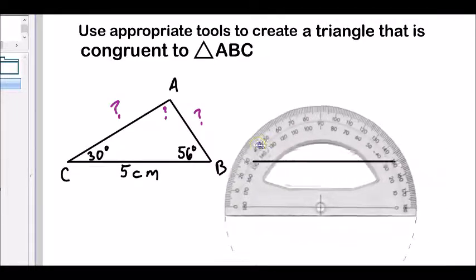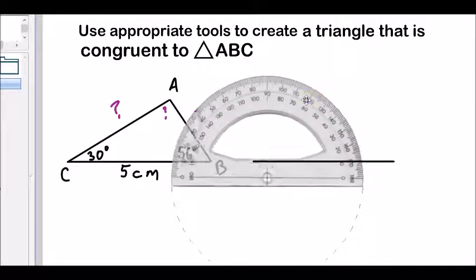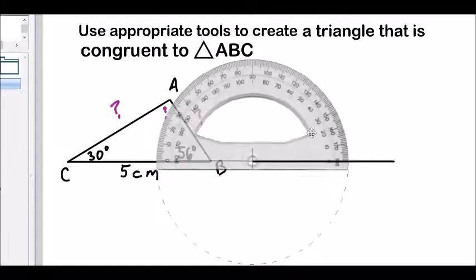All right, let's get the protractor out here. I need to create a 30-degree angle. All right, so I got that perfectly lined up. 30 degrees on my protractor. It's going to be right here. So I just got to draw a line through that. And I'm not going to worry about the length just yet.